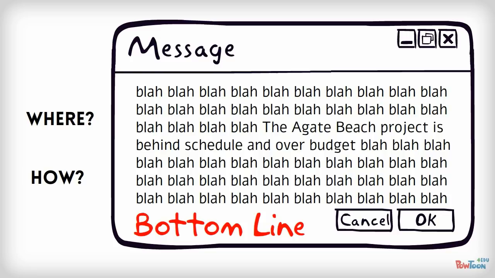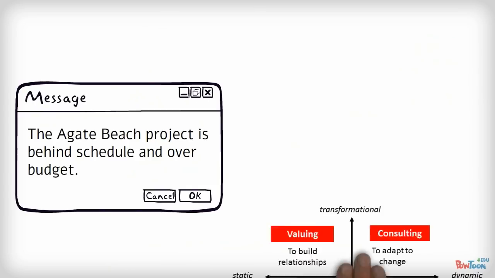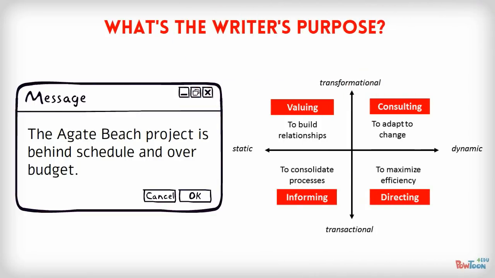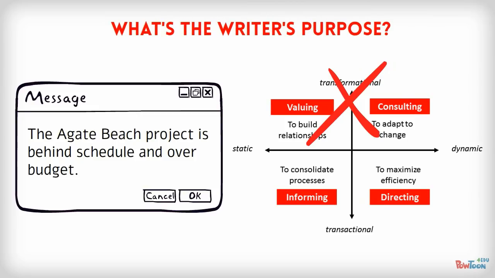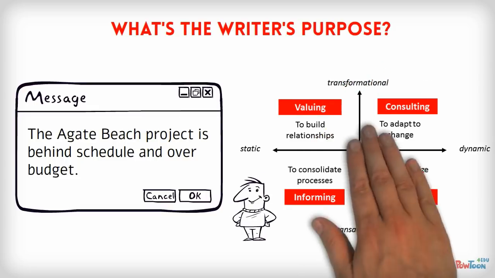For now, we're clear about the bottom line message of Russell's email, and we can categorize its purpose within the competing values model. Agate Beach Project is behind schedule and over budget, so it's easy to rule out consulting or valuing, right? What about informing, directing? The difference between them is whether some action's required by the reader. So does Russell's message require a response by his boss? No action's required. That means the purpose of the bottom line and the email itself, in this situation, is informing.